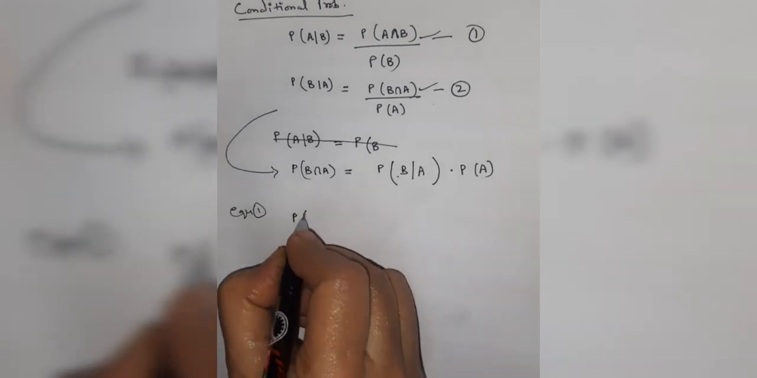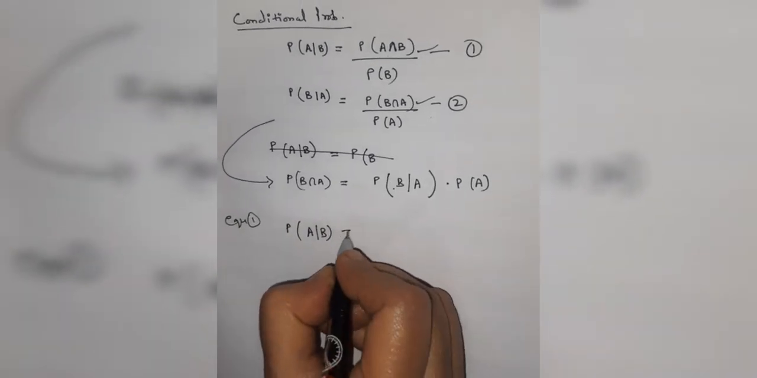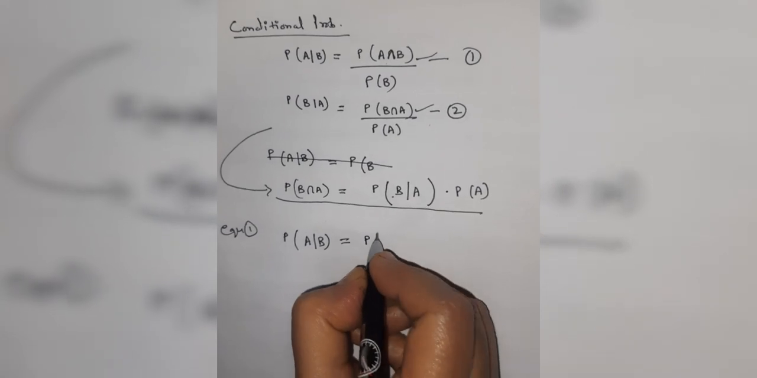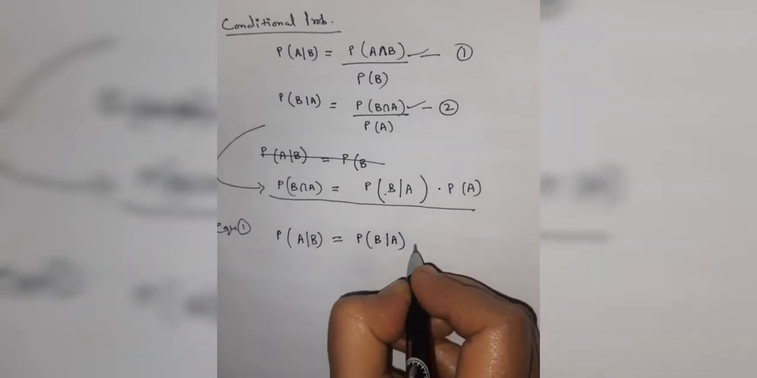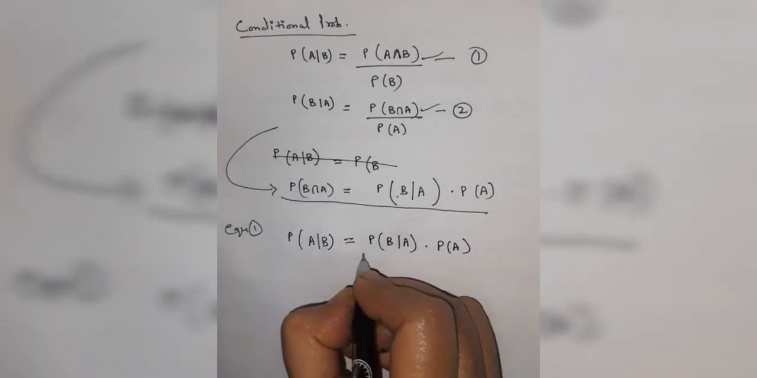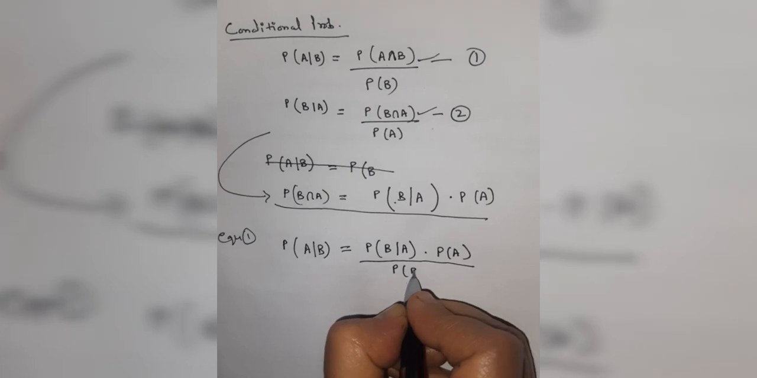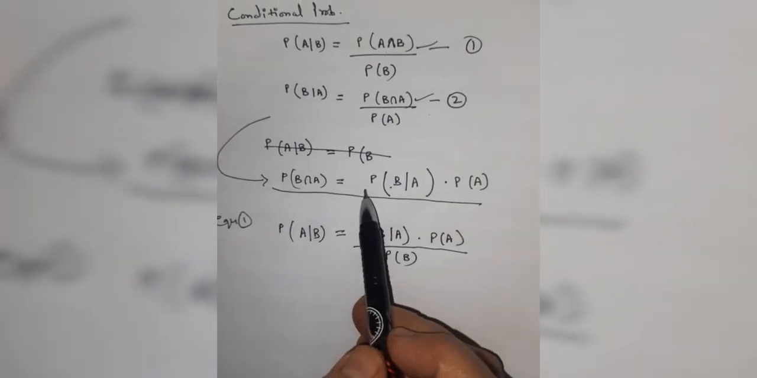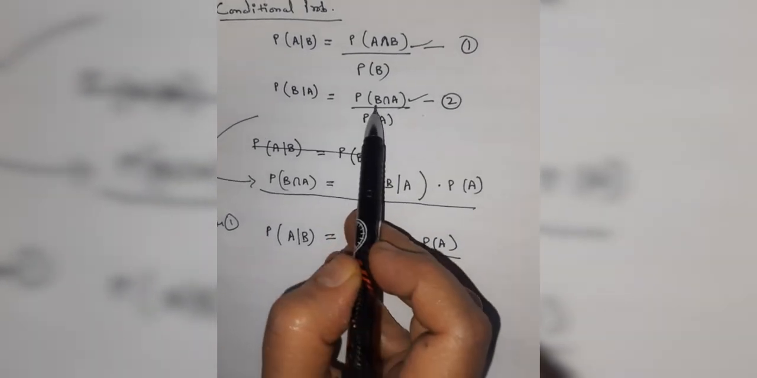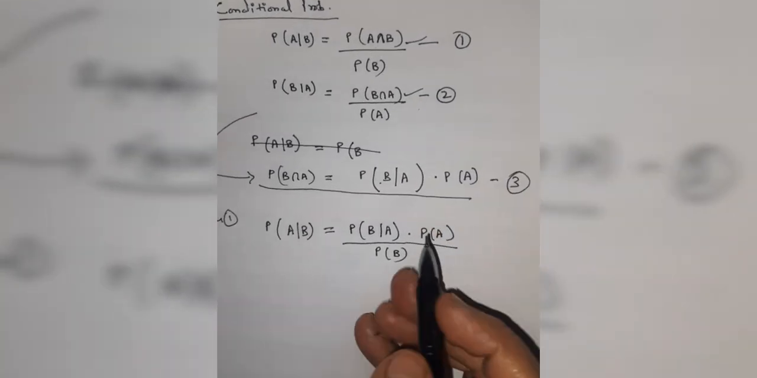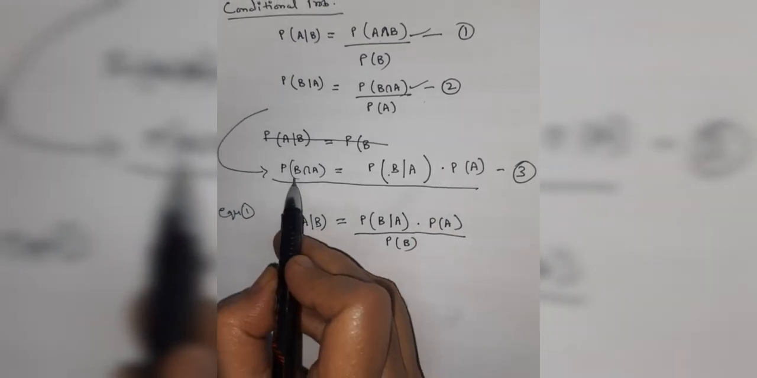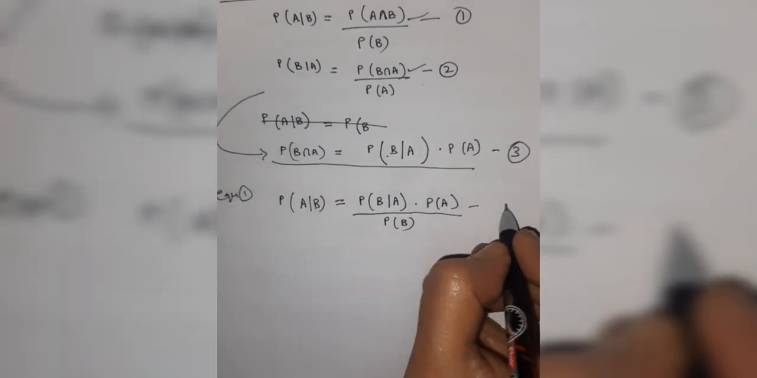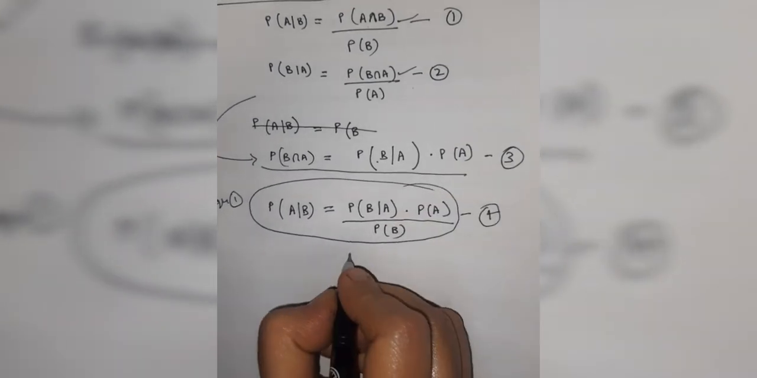So it becomes probability of A when B is given equals, we'll take this value of probability of B intersection A, so it becomes probability of B when A is given multiplied by probability of A, upon probability of B. So what we did, we replaced this by this and we simply put the derived value of probability of B intersection A. Let us name this as 3. We've simply put in the value of B intersection A in this form in equation number 1. And this becomes equation number 4, which is nothing else but Bayes' theorem.